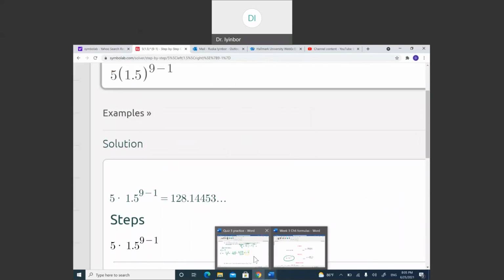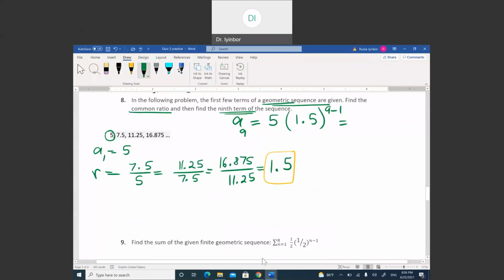So we're going to get 128.145, rounding it. Okay, so that's the answer for the 9th term.